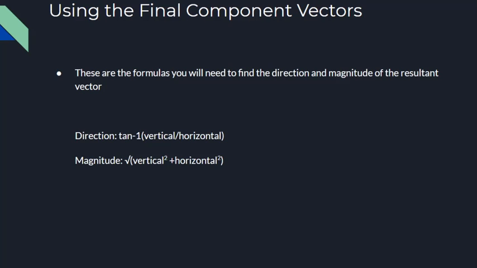So here's how to use the final component vectors. After you've added and subtracted your horizontal and vertical vectors, you'll be using tangent inverse and the Pythagorean theorem to find the direction and magnitude of your final vector. Because again, the horizontal and vertical vectors make a right triangle, and the hypotenuse will be the final vector. So for direction, we'll be using tangent inverse of the vertical vector divided by the horizontal vector. And for the magnitude, we'll be doing the square root of the vertical vector squared plus the horizontal vector squared.